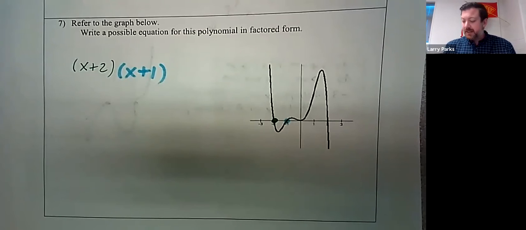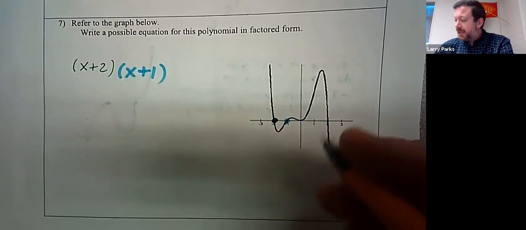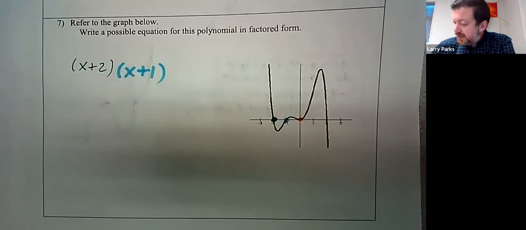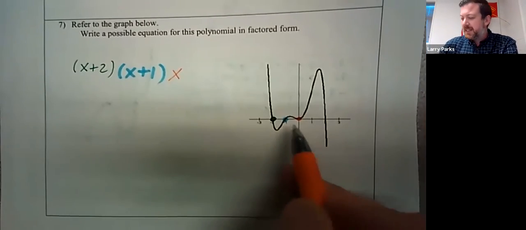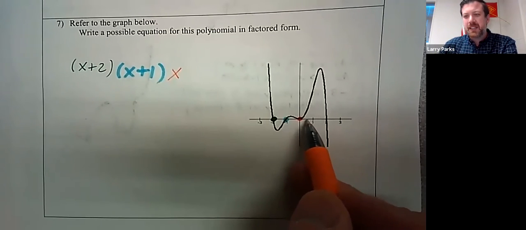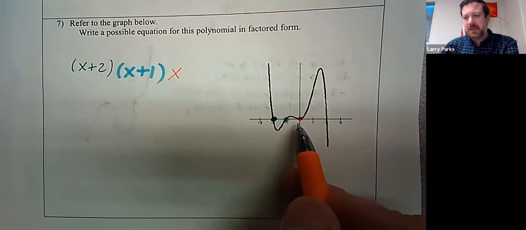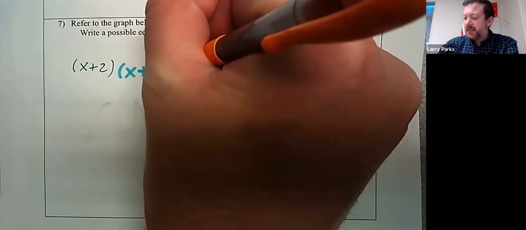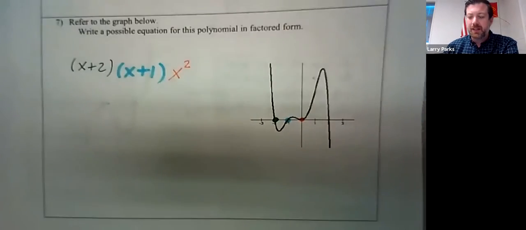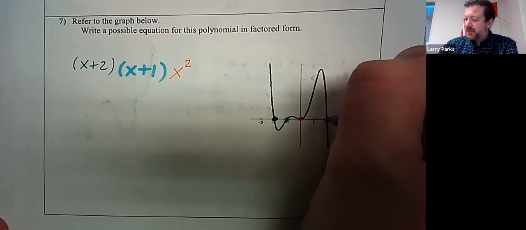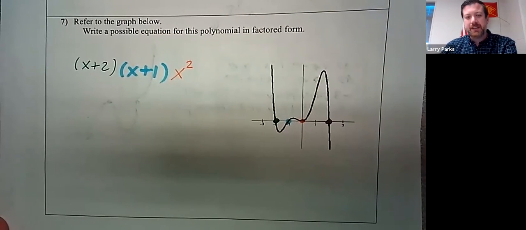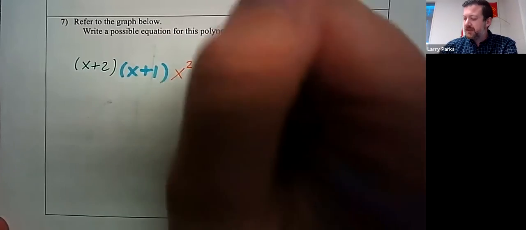And then I see that 0 is a solution. That'd be x. But I see it's a bounce. So it's going to be of even degree. So it's either going to be 2, 4, 6, or 8. Just to keep my degree small, I'm going to say squared. We don't really know. And then I see the solution is 2. So that would be the factor x minus 2, and it goes straight through.